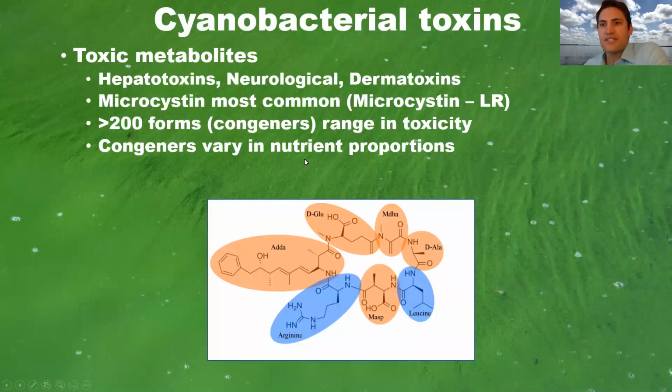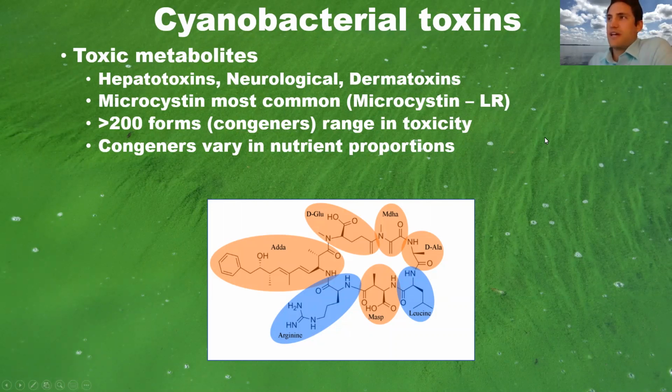congeners, and they range in toxicity. And just put this in your pocket for later, they also vary in their nutrient proportions. So here you can see microcystin LR, which has these 2 amino acids, leucine and arginine. You can tell between those two amino acids, they have different amounts of nitrogen, carbon, and oxygen in them. And so this LR could be RR, LY, LR. There are all sorts of other versions of this.